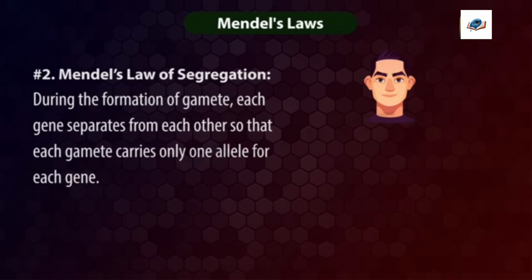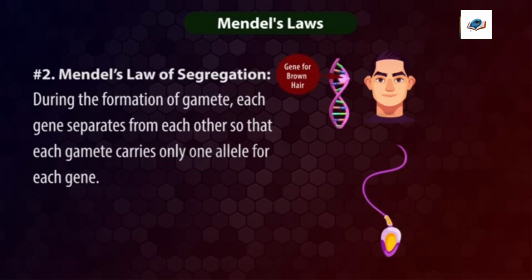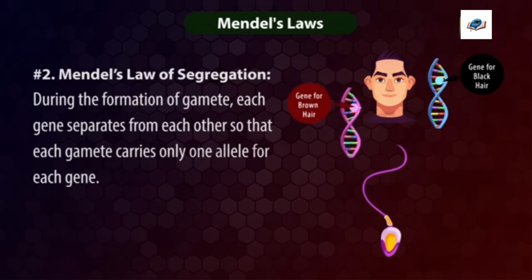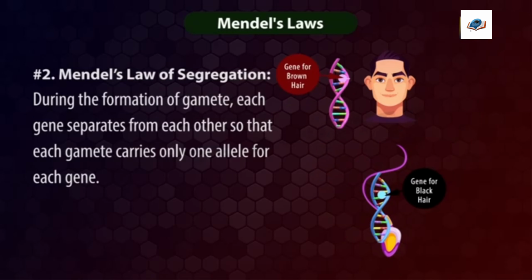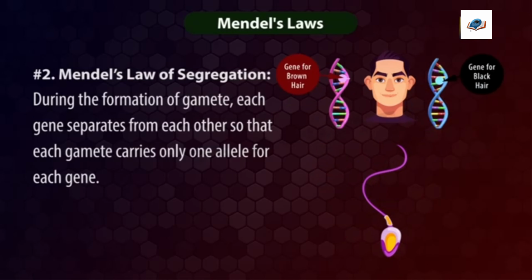The parent cell will have two genes for controlling a character, but when it forms gametes, each gamete will have only one allele or gene for that character. For example, a man has two alleles for his hair color, like brown and black, in his cell, but his gametes or sperm cells will have either the brown or black allele only. This is called Mendel's law of segregation.